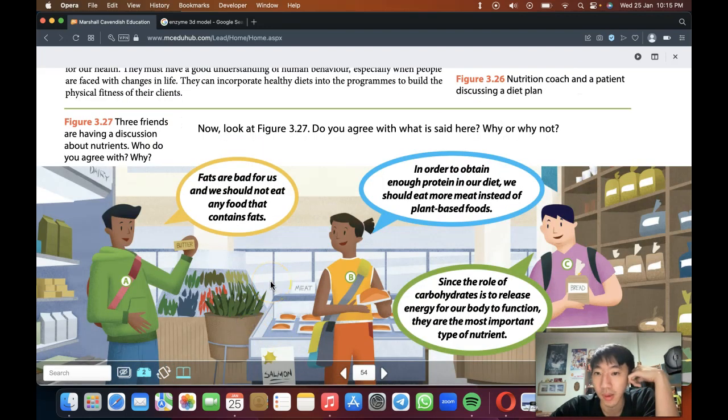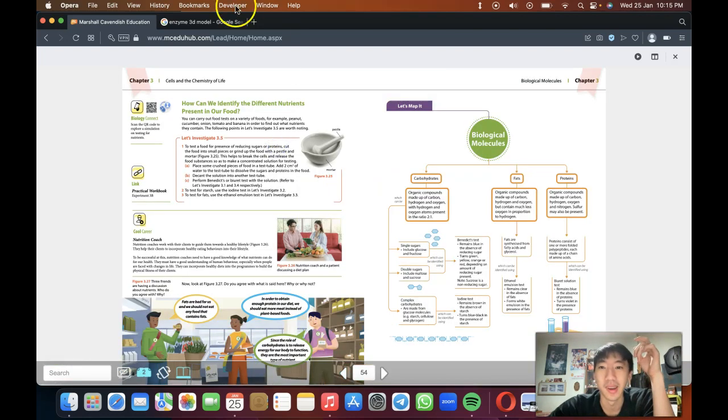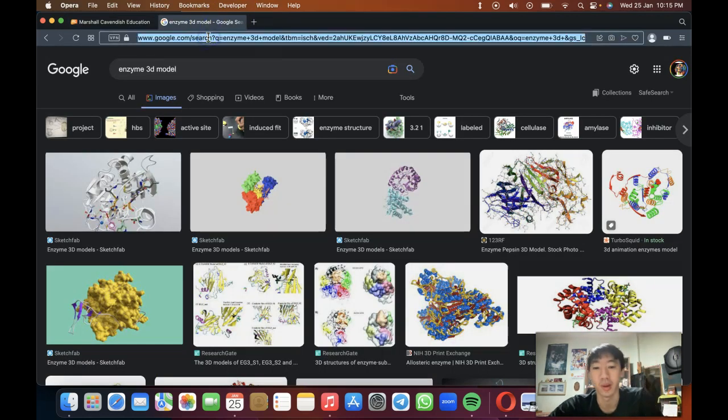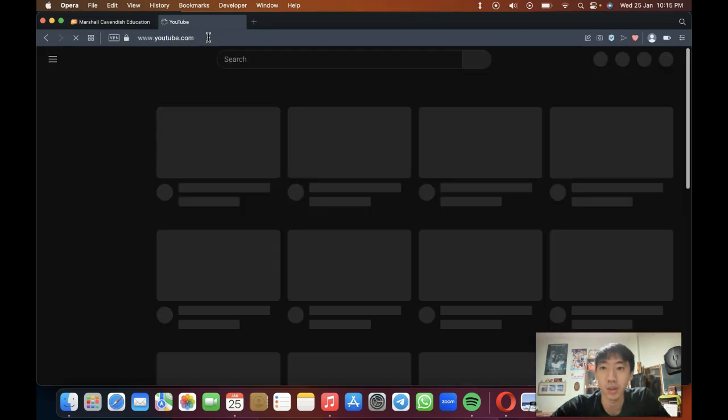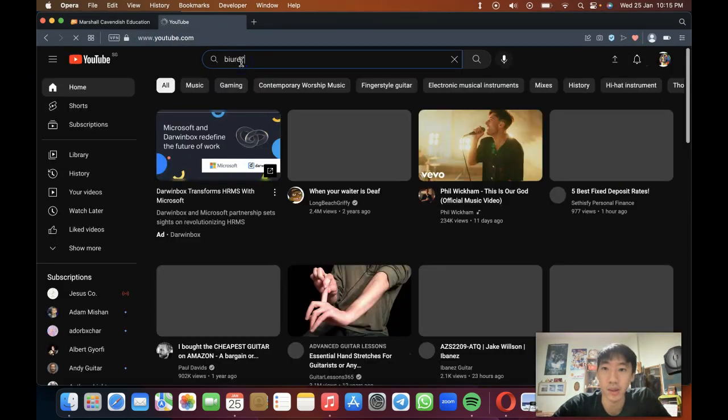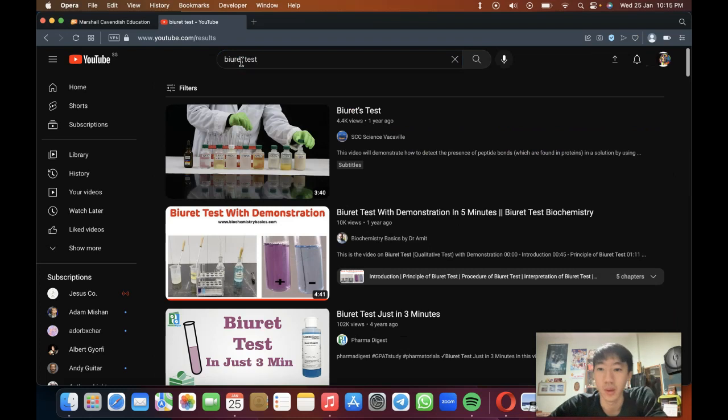Just quickly read this. Fats are bad for us. In short, that's dumb. In order to obtain enough protein in our diet, we should eat more meat instead of plant-based food. You can get protein from plants also, but it's harder. Then, since the role of carbohydrates is what? These are all dumb. Never mind. Let's watch the video on the Biuret test.